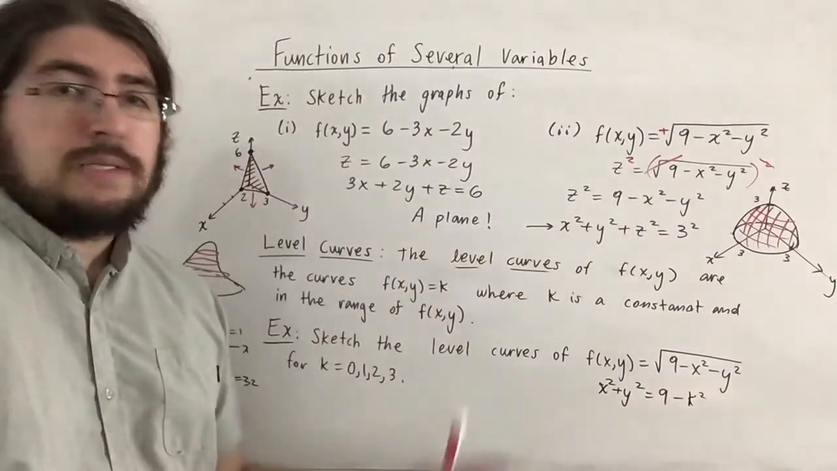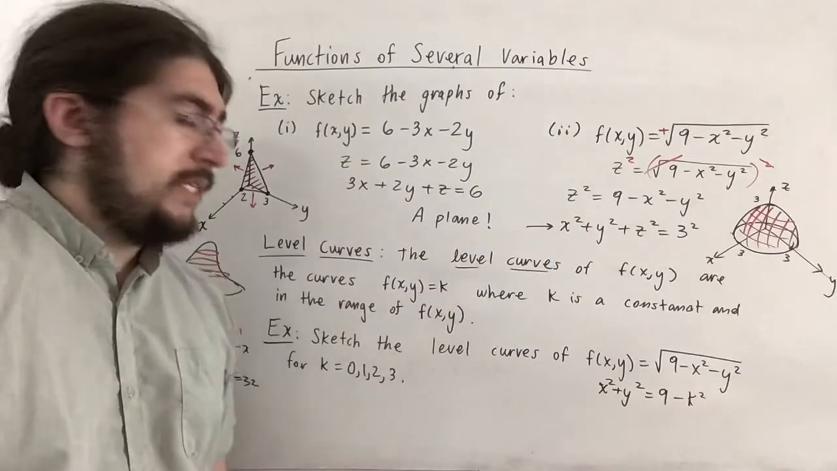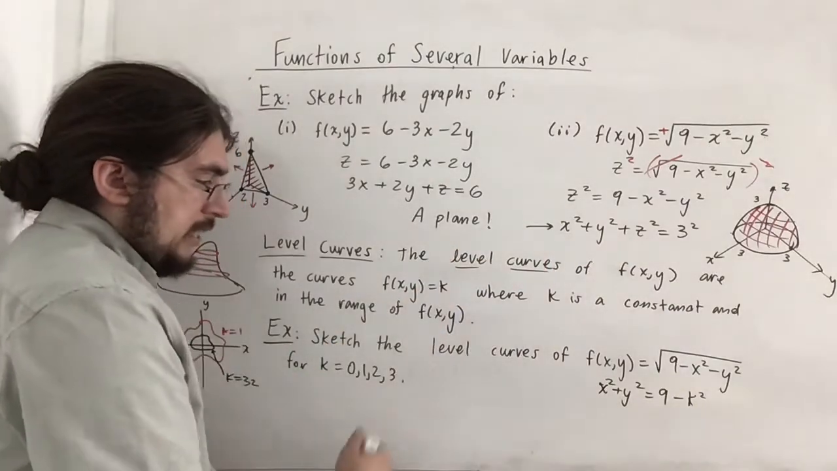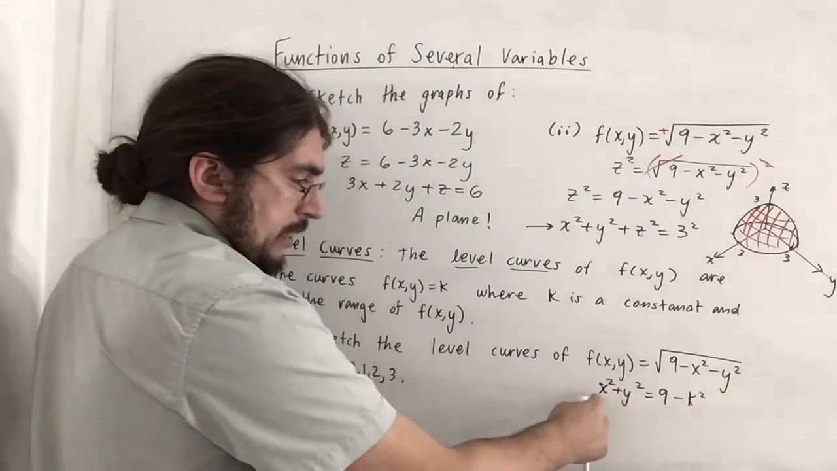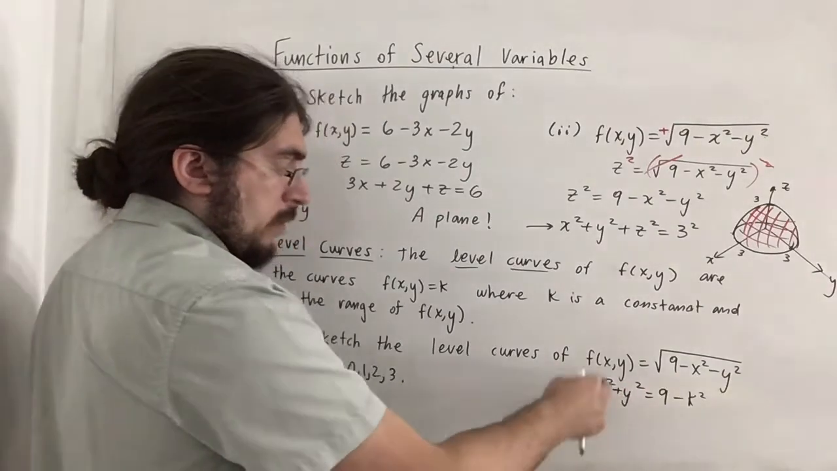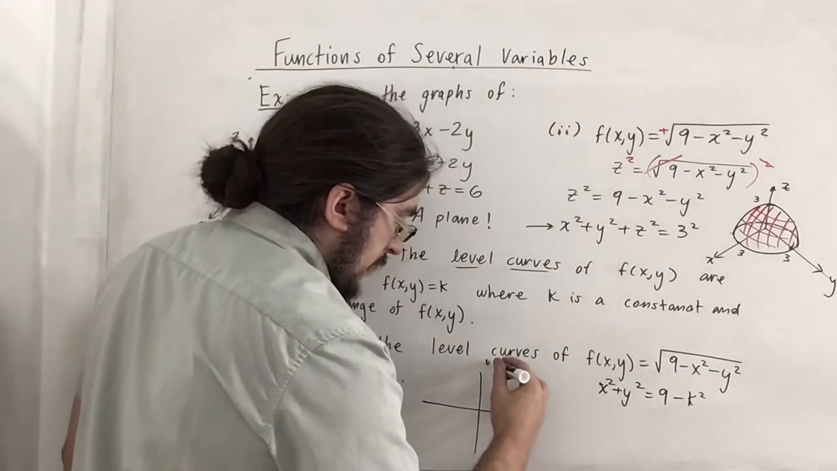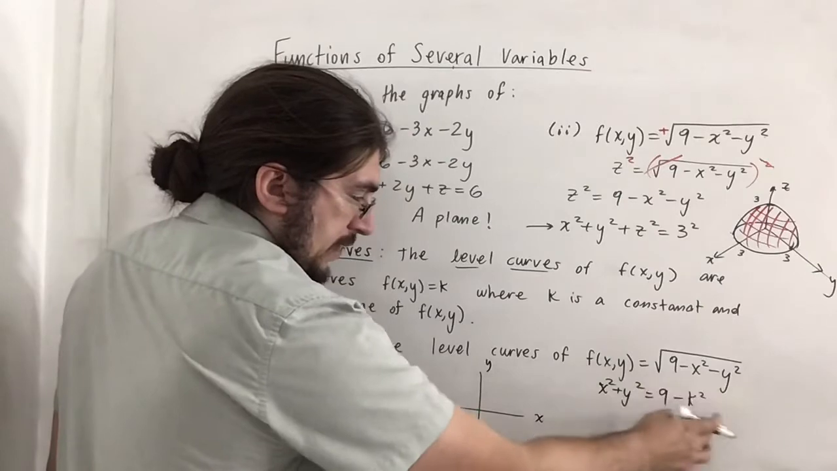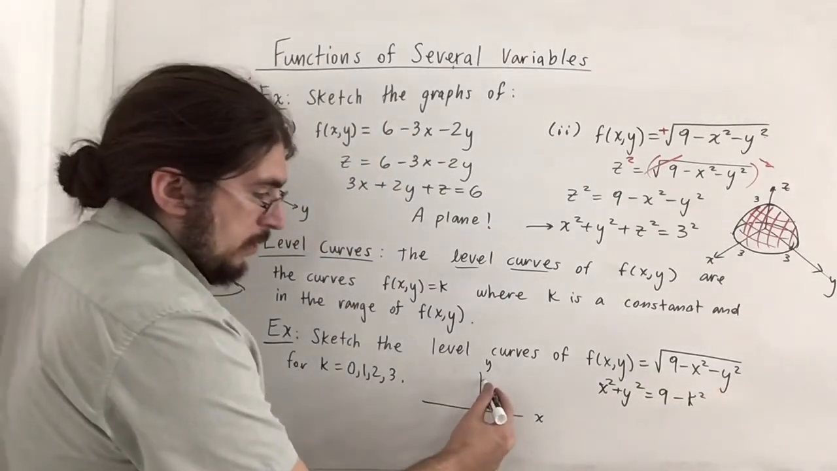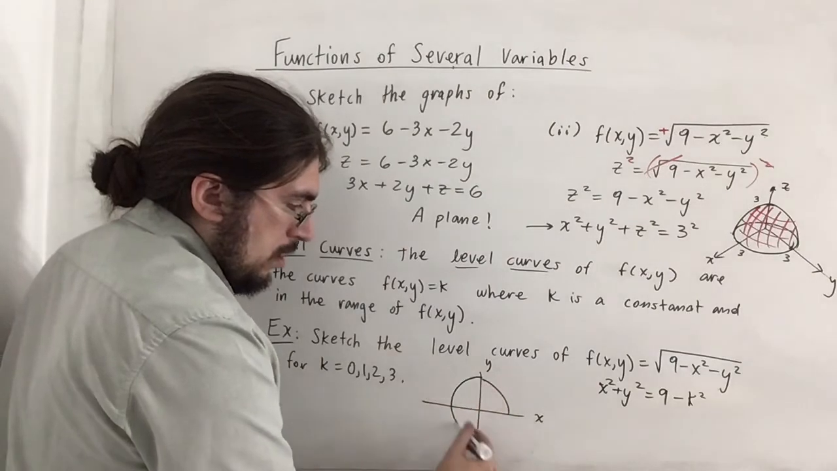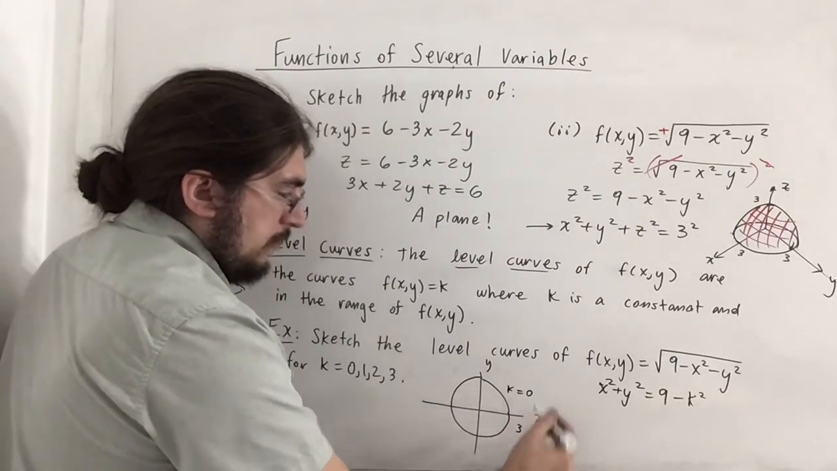If z is replaced with k and we subtract it to the other side from this equation, we get this equation. And then when k is equal to 0, 1, 2, or 3, we basically get circles, because x squared plus y squared is a circle in the xy plane of the given radius being the square root of this. So when k is equal to 0, we get the circle of radius 3. So this is when k is equal to 0.